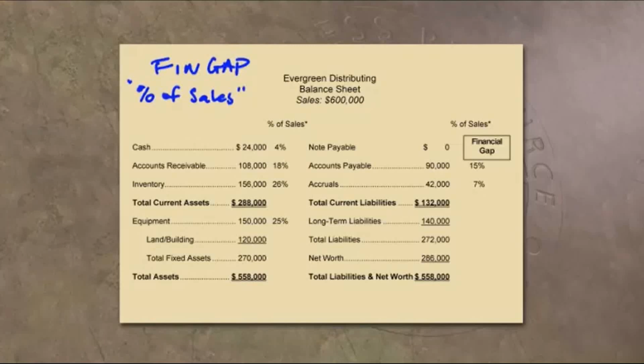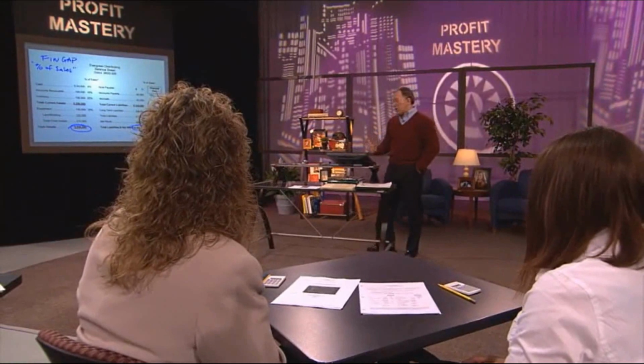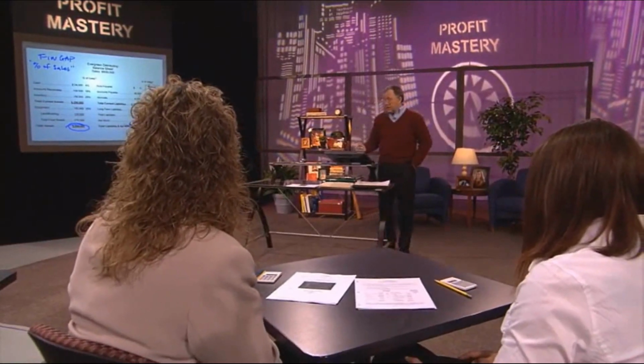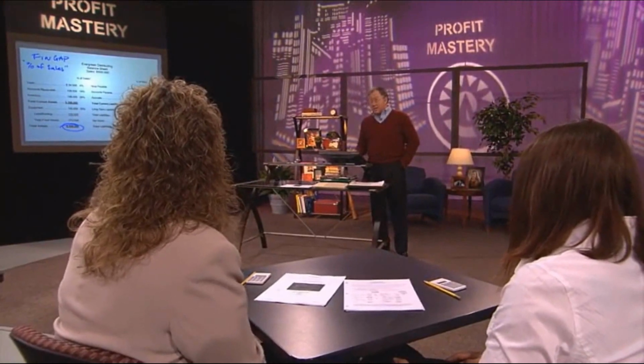Now, very simple. First of all, let's take a look at the case study that we have. Evergreen has just completed his year. You have an instant statement, and here it is. Total assets are what? 558. Liabilities and net worth? 558. Really good thing. The balance sheet balances. Great start. All right? Now, what I've done is I've calculated each of his asset categories as a what?